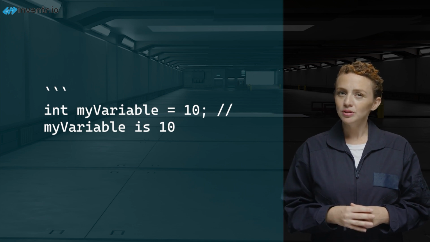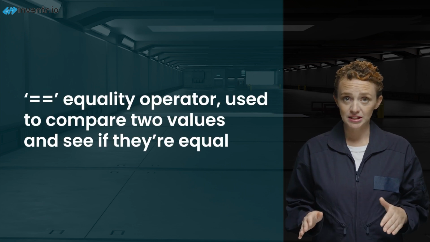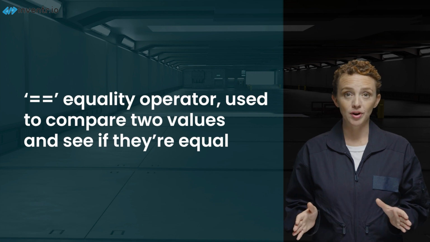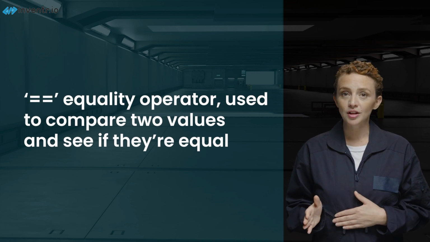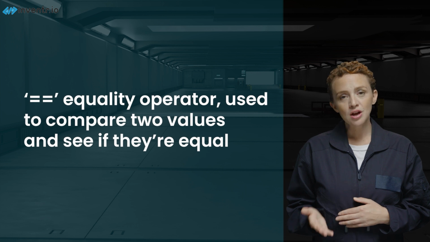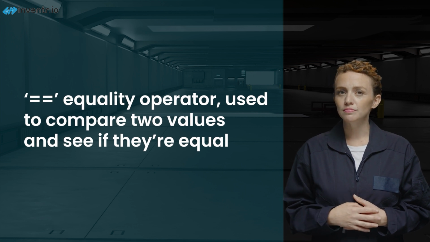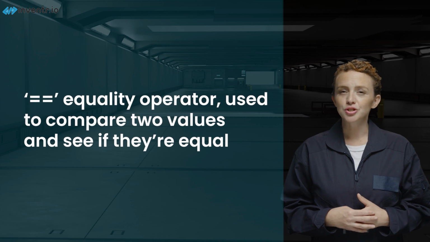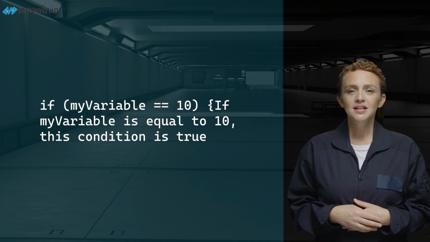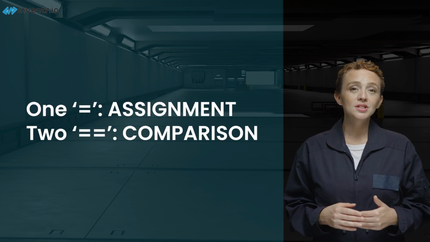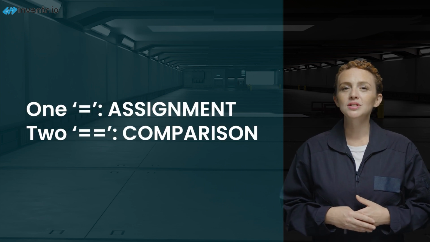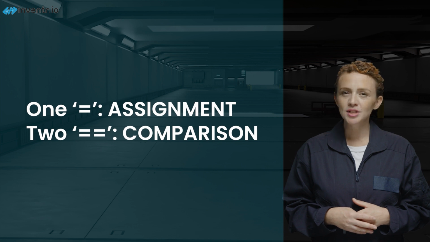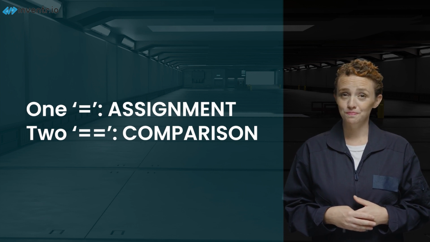Now, a double equals sign is a completely different beast. This is the equality operator, and it's used to compare two values to see if they're equal. If they are, the comparison returns true. If they're not, it returns false. This is used a lot in conditional statements like if statements. Here's an example. So remember, one equals sign is for assignment and double equals sign is for comparison. It's crucial not to mix these up. Trust me, it'll save you a lot of headache in the future.